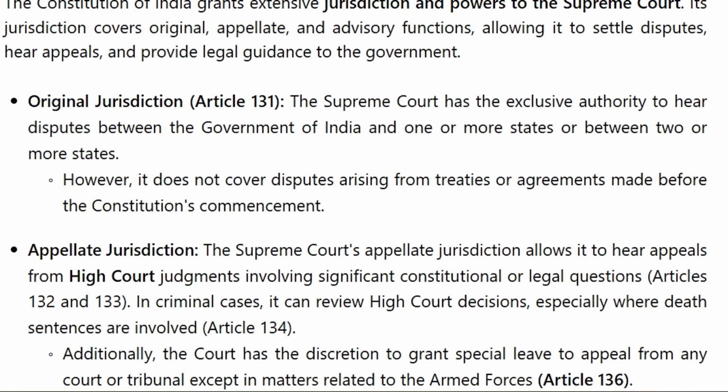Appellate jurisdiction. The Supreme Court's appellate jurisdiction allows it to hear appeals from High Court judgments involving significant constitutional or legal questions, Articles 132 and 133. In criminal cases, it can review High Court decisions, especially where death sentences are involved, Article 134. Additionally, the court has the discretion to grant special leave to appeal from any court or tribunal except in matters related to the armed forces, Article 136.